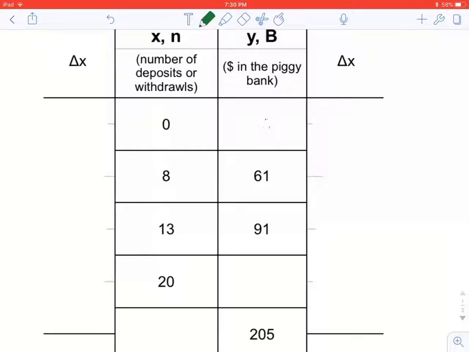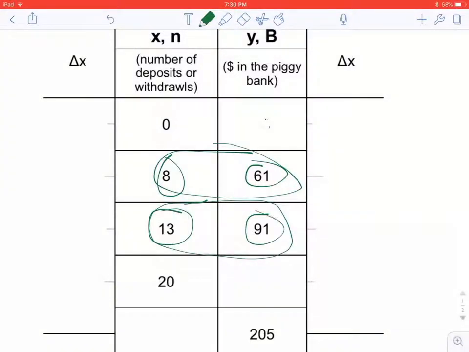The first thing you want to look at when you look at a table of values like this, and remember a table of values compares X and Y and how they're related, is what the pieces of information mean. The first one means that at 8 weeks, there's $61 in the piggy bank. And at 13 weeks, there's $91 in the piggy bank. Since we have a constant rate of change, that's enough information to figure it out.